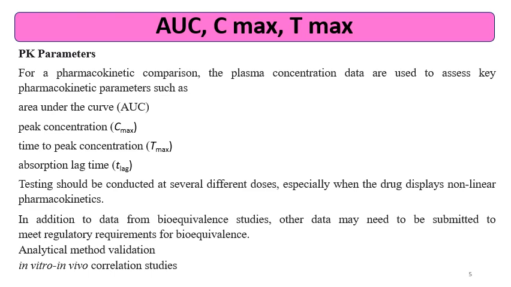Testing should be conducted at several different doses, especially when the drug displays non-linear pharmacokinetics. If the drug shows non-linear pharmacokinetics, that time the biostudies are done on the higher and lower strengths, or bracketing studies are done. In addition to data from the bioequivalence studies, some other data is also required by the regulatory authorities, which include analytical method validation data and in vitro in vivo correlation, that is also known as IVIVC correlations.